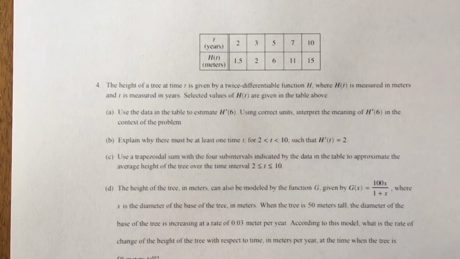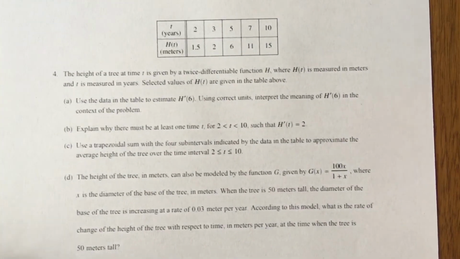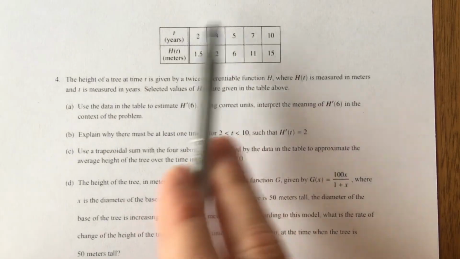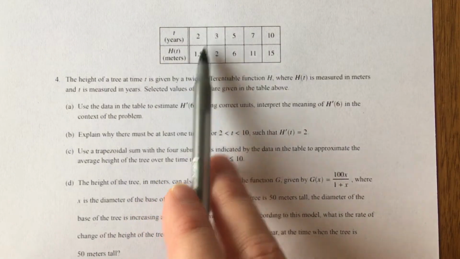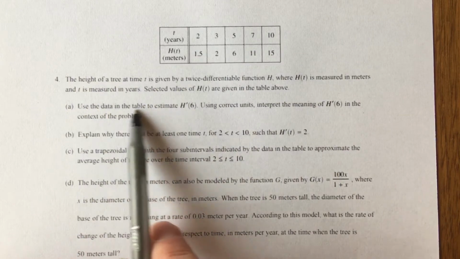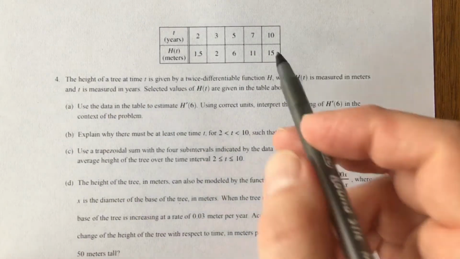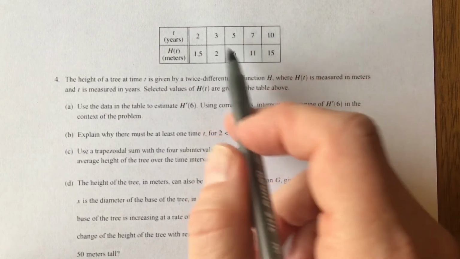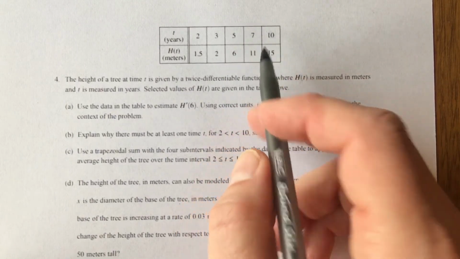Right, this is the first free response problem from review day 9. Given a table of heights in different years for a tree. It says first use the data to estimate h prime of 6. So again, this is a classic table problem. They want you to find the average rate of change here.